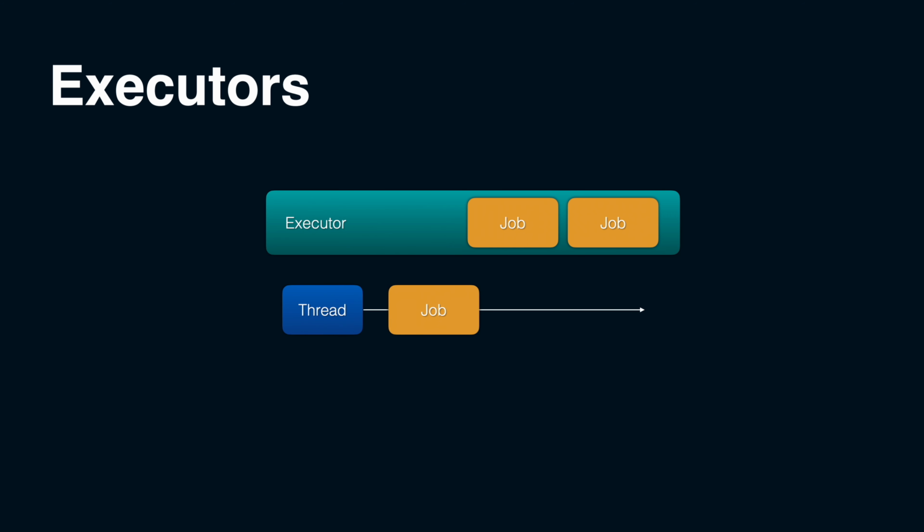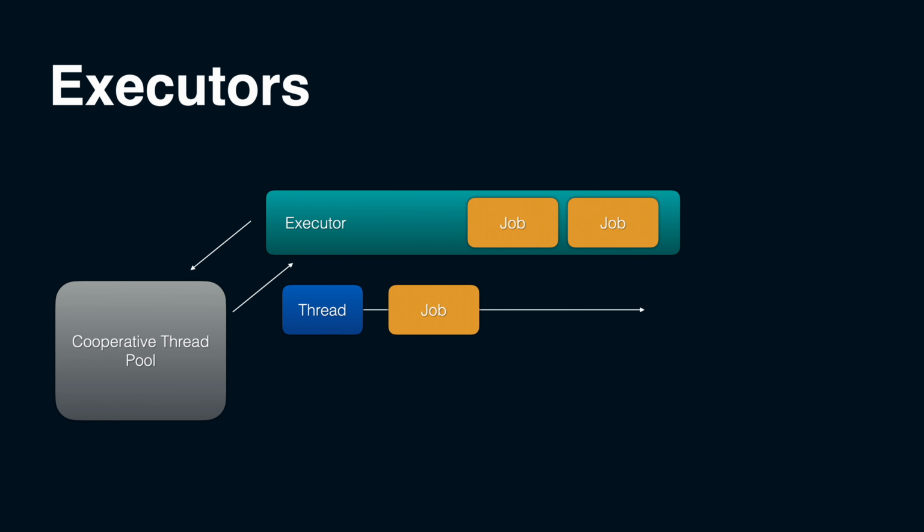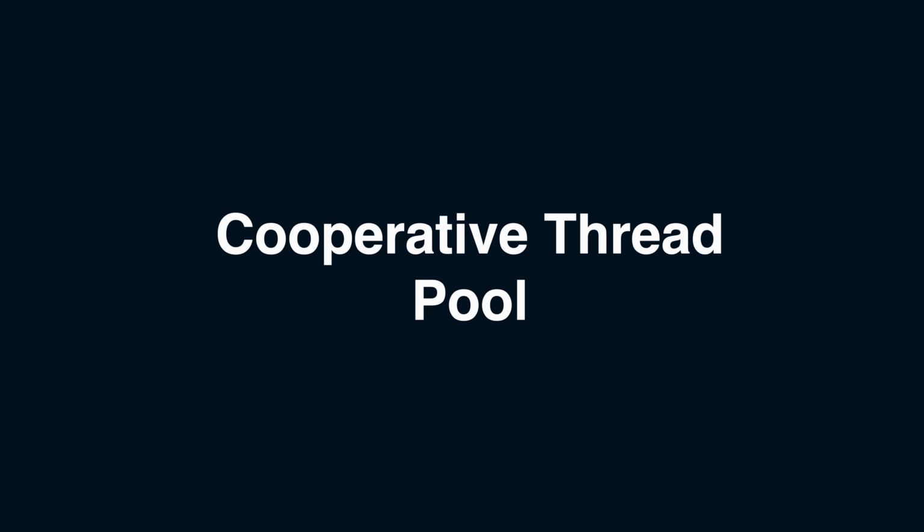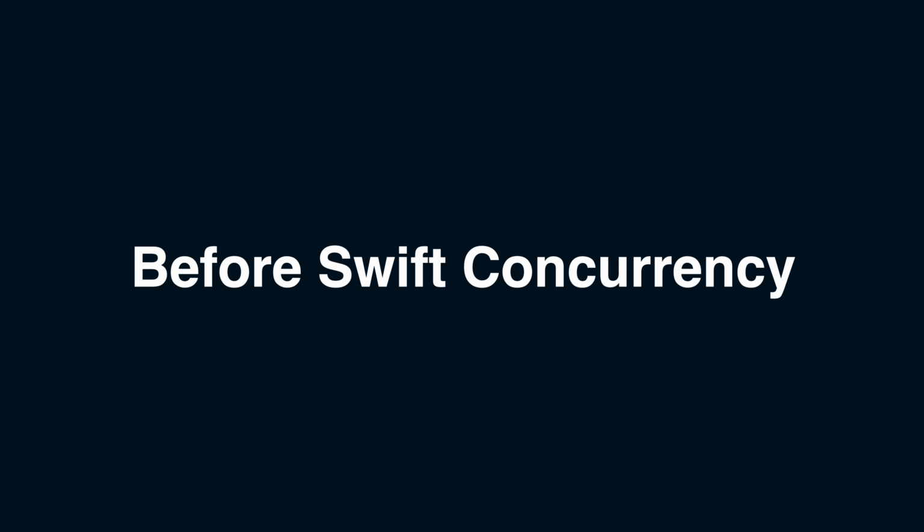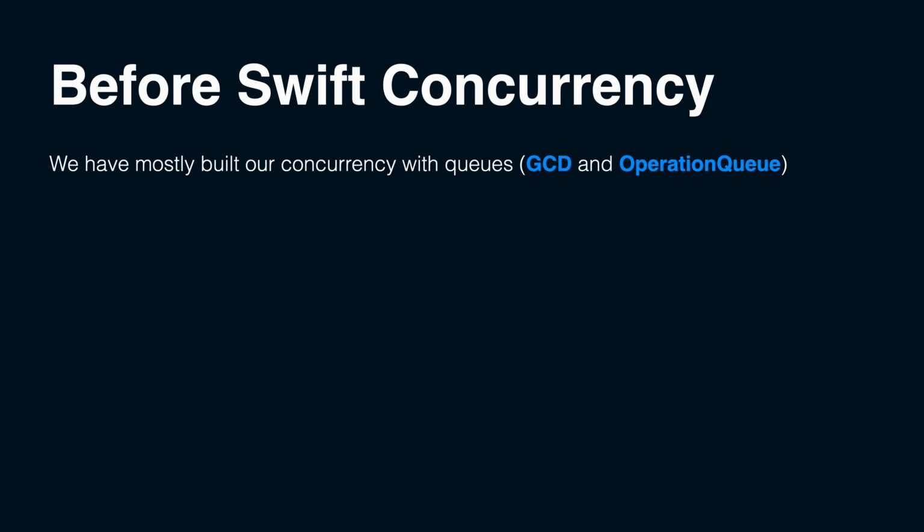Executors run jobs using threads, but they don't create or own threads. Instead, they borrow threads from the Cooperative Thread Pool, CTP, which we are going to cover next. Before we start to discuss the Cooperative Thread Pool, let's remember how we worked with concurrency before Swift Concurrency. Before Swift Concurrency, we mostly built the concurrency in our apps with GCD and OperationQueue, which is basically an object-oriented wrapper around GCD.